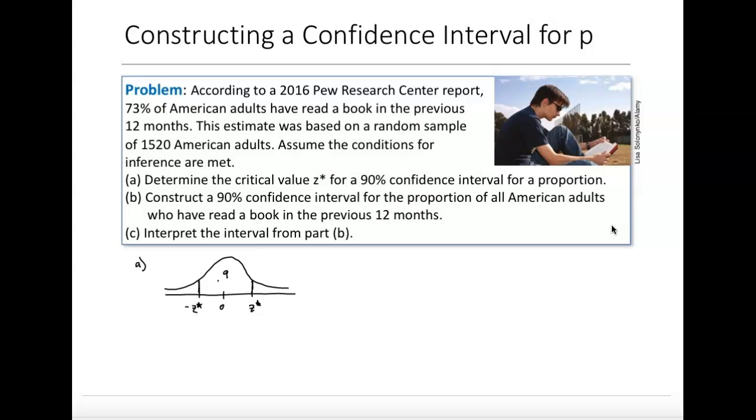So 0.9, right? Great. That means what's left in the tails? How much total is left in the tails? 10%. So how much is left in each tail? 0.05. So this is 0.05 and this is 0.05.